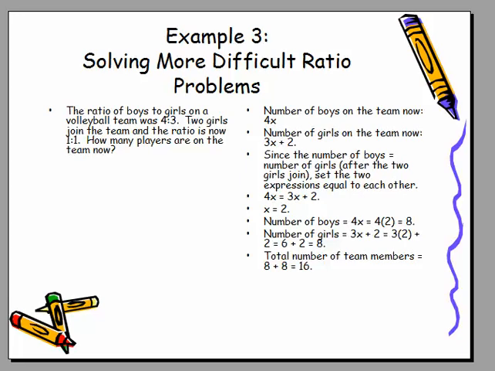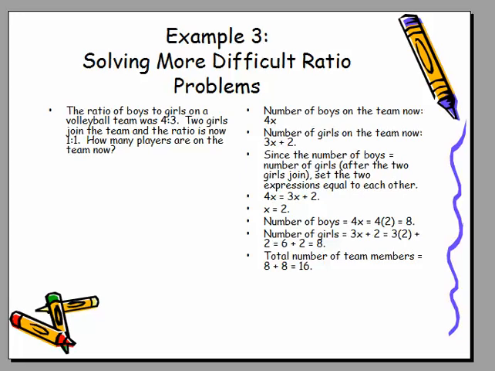The number of boys on the team now is 4x. The number of girls on the team now is 3x plus 2. Since the number of boys equals the number of girls after the 2 girls join, set the 2 expressions equal to each other. 4x equals 3x plus 2. Solving gives x equals 2. Now we want to find the number of boys. That's 4x, which equals 4 times 2 equals 8. Recall that the number of girls is also 8. The total number of team members is 16.